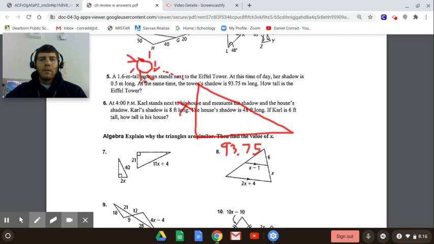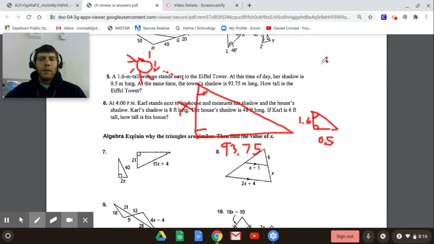And it's also telling us a 1.6 meter tall woman, so she's 1.6 meters. It's going to cast a shadow on the ground that is 0.5 meters. So the angle of the sun is going to be the same. Essentially, the sun's so far away, the angle is essentially the same. So we're going to say there's one pair of congruent angles. The tower and the woman are both standing at a right angle, perpendicular to the ground.